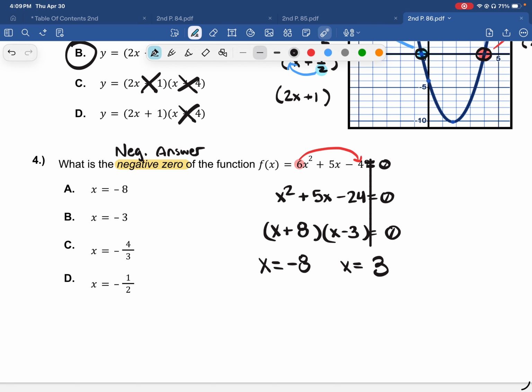But guess what? A lot of people look at that negative 8 and think, oh, the answer is A. It's also not A, because we did the slide and divide method with that 6. So we need to divide both of our answers by 6. Negative 8 divided by 6 reduces down to negative 4/3, or negative 1.3 repeating. 3/6 reduces down to 1/2, or 0.5. We wanted the negative answer, so I'm going to ignore the 1/2 and go with negative 4/3.